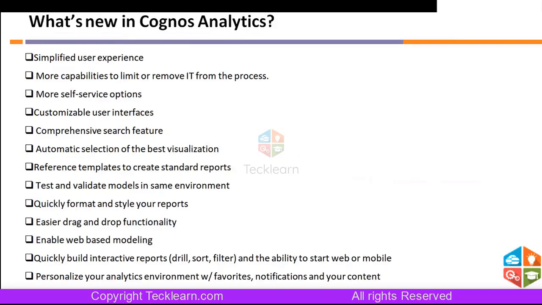So what was new in Cognos Analytics? The simplified user experience. As I said, compared to BI, Cognos Analytics is very easy. It's going to be more drag and drop, everything under a single platform. More capabilities to limit or remove IT from the processes, so you don't need to depend on IT for much of the support. It has more self-service options, a customizable user interface, comprehensive search features, and automatic selection of the best visualization. The graphical things, everything is improved here.